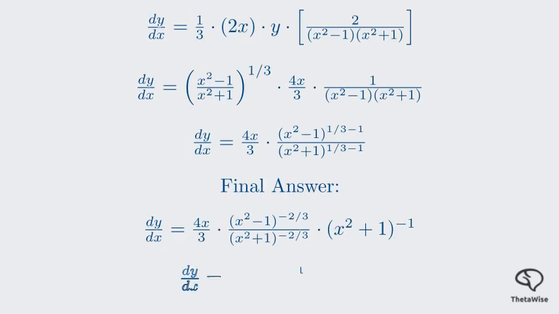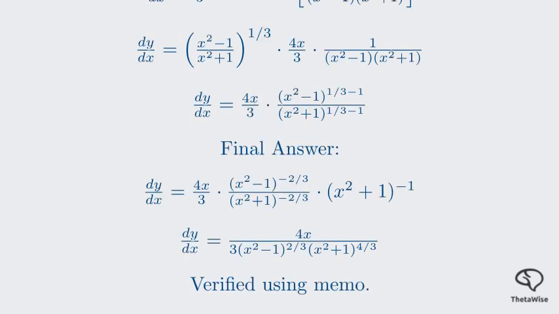dy/dx equals 4x divided by 3 times the quantity x² − 1 to the power of negative 2/3 times the quantity x² + 1 to the power of negative 4/3. Let's compare this with the memo. The memo's answer is dy/dx equals 4x divided by the quantity 3 times (x²−1) to the 2/3 power times (x²+1) to the 4/3 power. Our answer matches perfectly. Verified using memo.